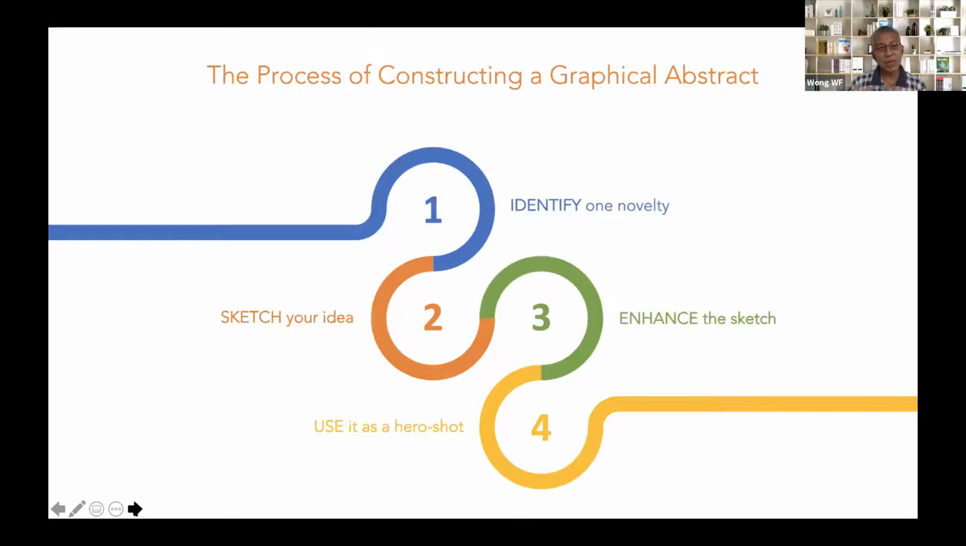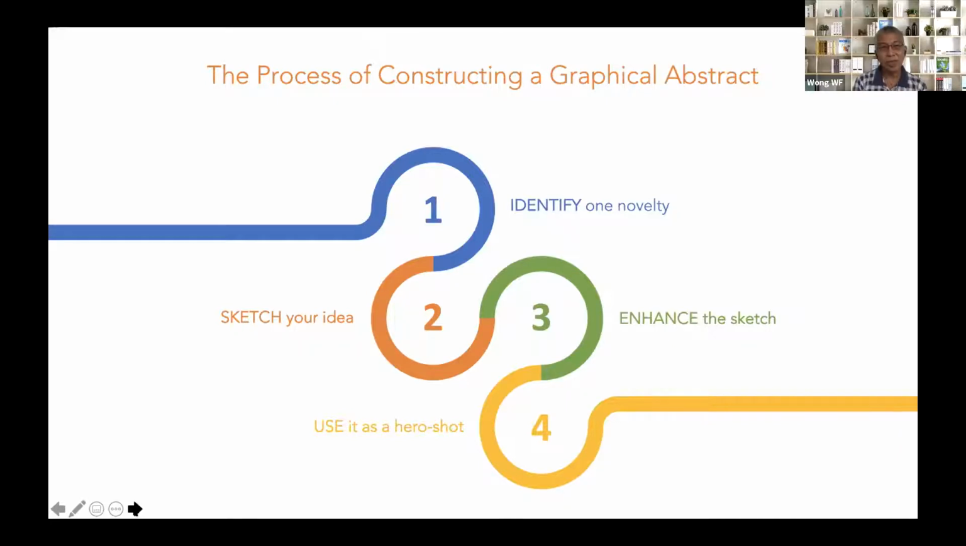Now you have to be able to sketch your idea. And after that, you should be able to enhance the sketch, make it into a high resolution picture. But then again, you have to be selective. You see, everything drawn into high resolution is going to cost a lot of money, potentially.